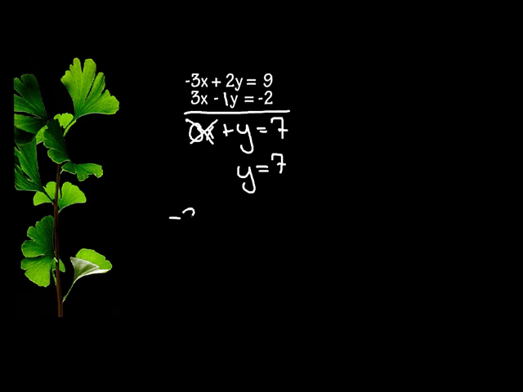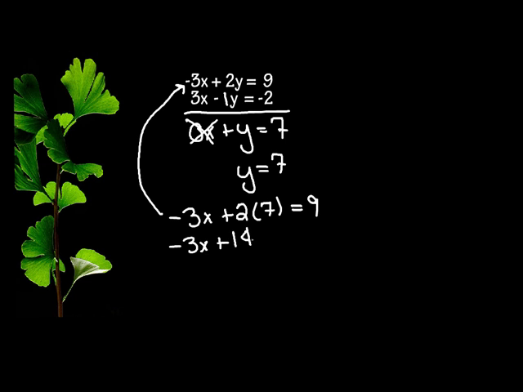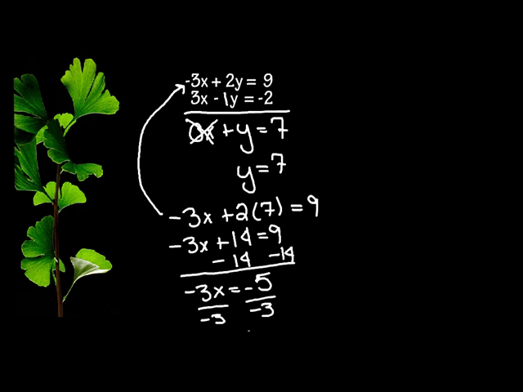So I have -3x plus 2 times y, which is 7. Now remember, I'm using the first equation here, equals 9. So -3x plus 14 equals 9. Now I'm solving for x, so I'm going to subtract 14 from both sides of the equal sign. I get -3x equals, now 9 minus 14 is -5. And then I divide by -3 to get x by itself.